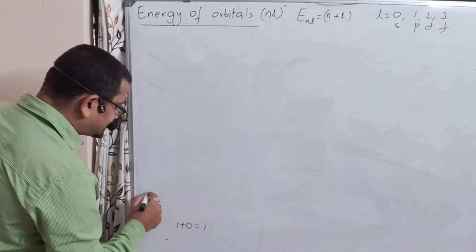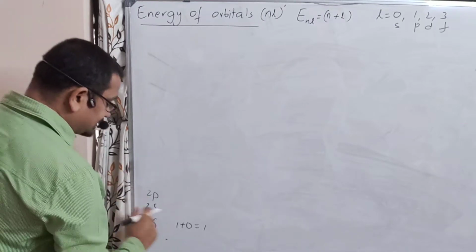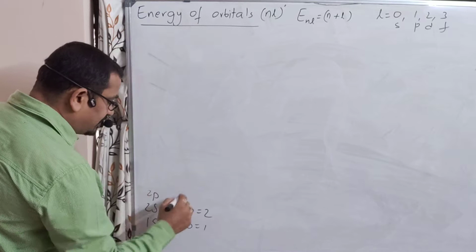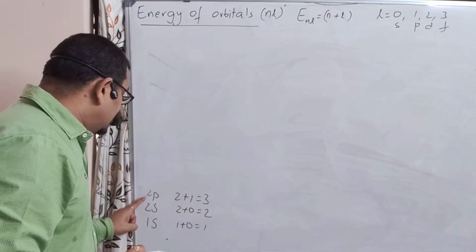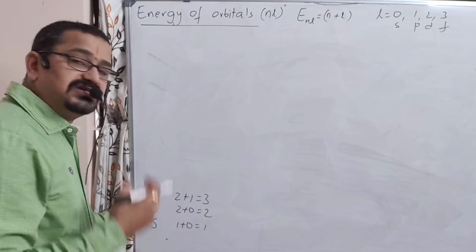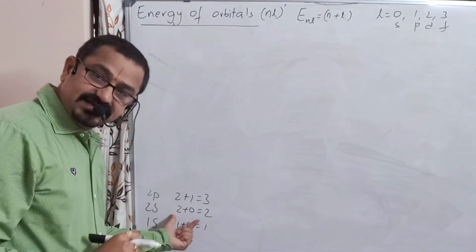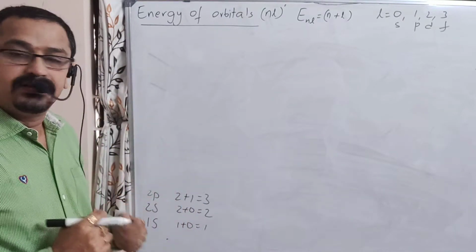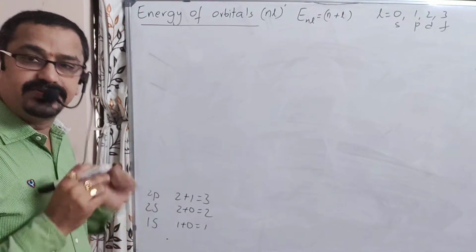The second shell has 2s and 2p. Let us see whose energy is less. 2s means 2 plus 0, energy is 2. 2p means 2 plus 1, it is 3. So among 2s and 2p, which were expected to be in the same shell, 2s is of less energy, 2p is of relatively more energy. Like this, energy of orbitals must be calculated and remembered.